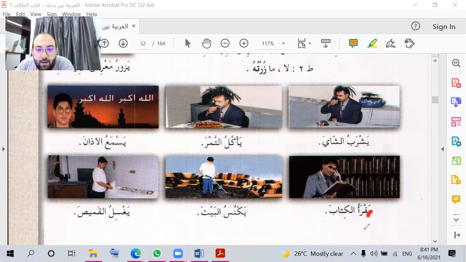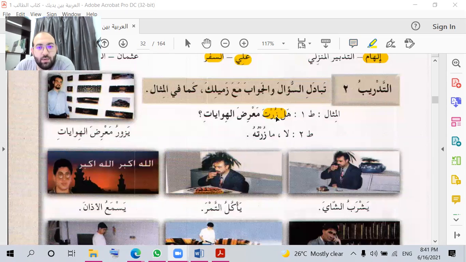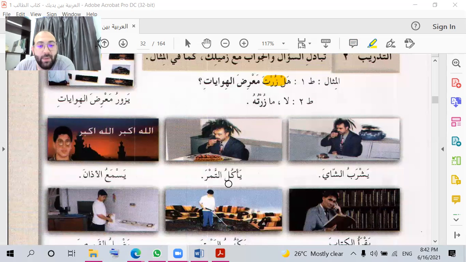Yaqra'u, we delete the ya, becomes qara'a. Yaknusu, we delete the ya, kanasa. Yaghsulu, ghasala or ghassila. These are the basic verbs that have ya in the present. If you want to form the past, you just delete the ya. And it goes either way. If you have a verb in past, like here, we have zurta, this ta you delete. If you want to put the verb in present, you add ya at the start, yazuru. So this is the basic way for the basic verbs to form the past.